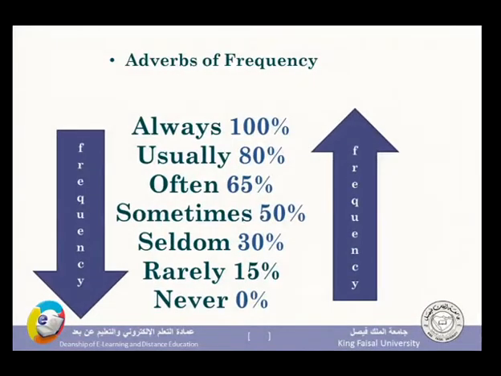Adverbs of frequency. Some of them are always. This means 100%. In other words, if I say, I always go to the university, it means I go to the university all the time. Usually, 80%, not all the time, but of course frequently as well. Often, sometimes, seldom, rarely, and never.